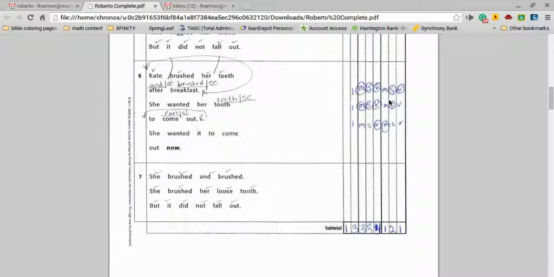"Kate brushed her teeth and brushed." That doesn't really make sense. Okay. So "she wanted her teeth." "She wanted her teeth." So we look at the next error.